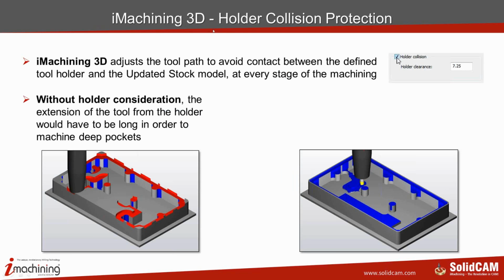Another important advantage of iMachining 3D is holder collision protection. If you work in iMachining 2D, as you see in the picture here to the left, and you do not take care that the holder is the right size for this operation, the holder could hit the wall. As you see here, all the red areas are ruined by the holder because you did not take the responsibility to take the right length of the holder. So with iMachining 2D, even though it saves you a lot of cycle time, still the technology is your responsibility. While iMachining 3D automatically changes the tool path to take into account the holder. So it gives you holder collision protection.